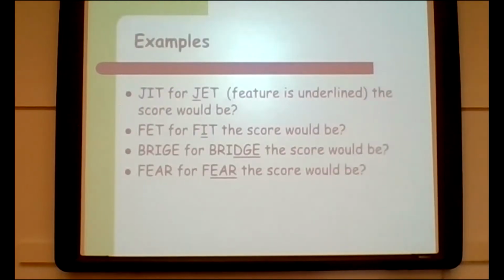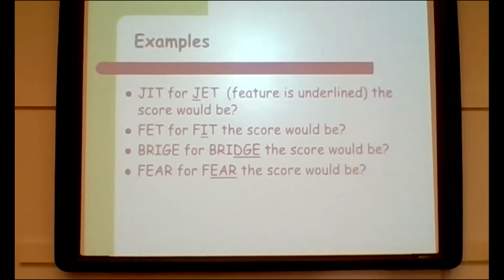So here are some examples. Here we have in the letter name stage, the first word is jet, and the underlying feature is the J, which is an affricate sound. So for spelling it J-I-T, the student had the underlying feature correct, but not the whole word correct. So they would only get a score of, and think to yourself, 1.